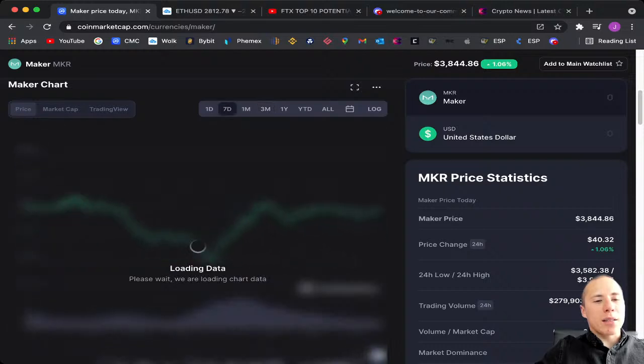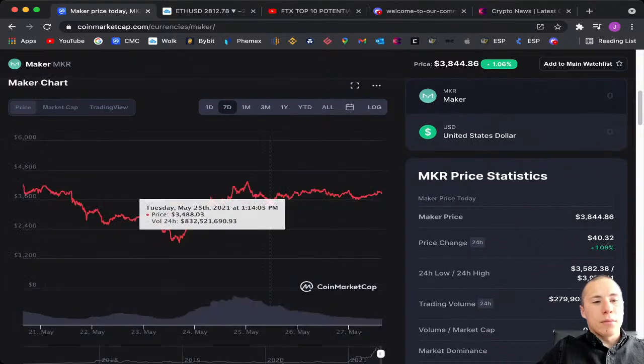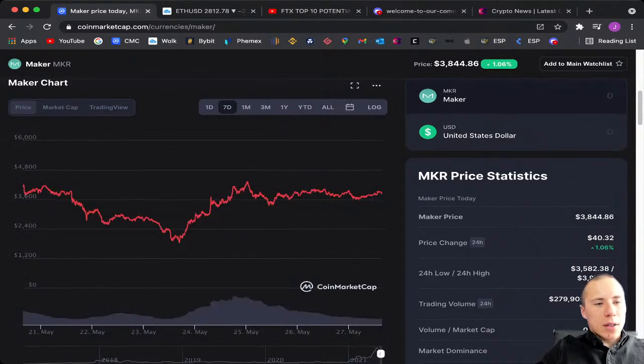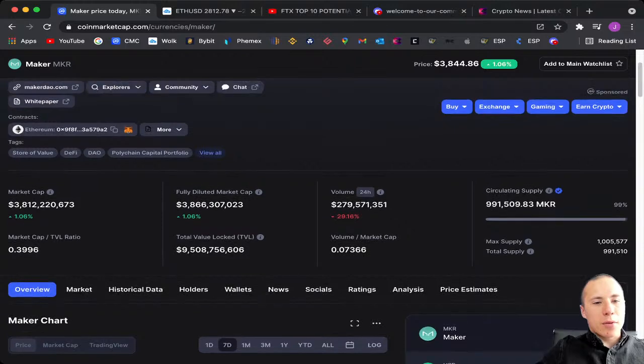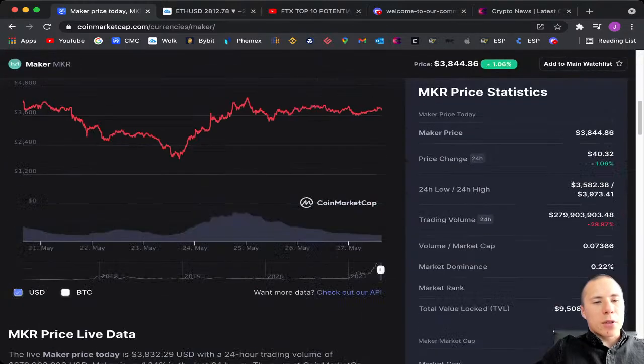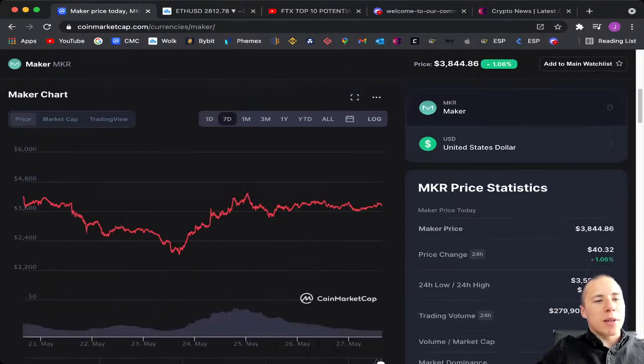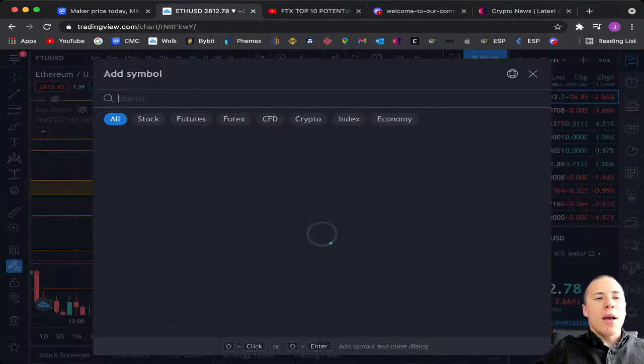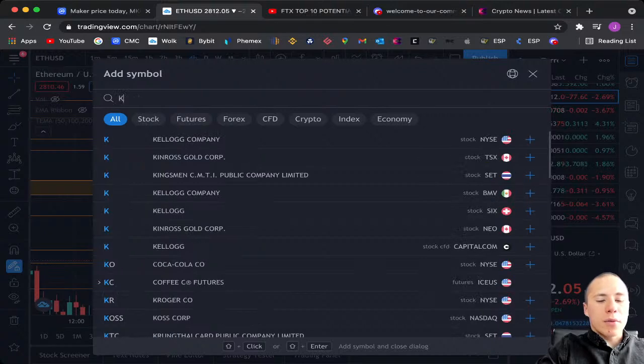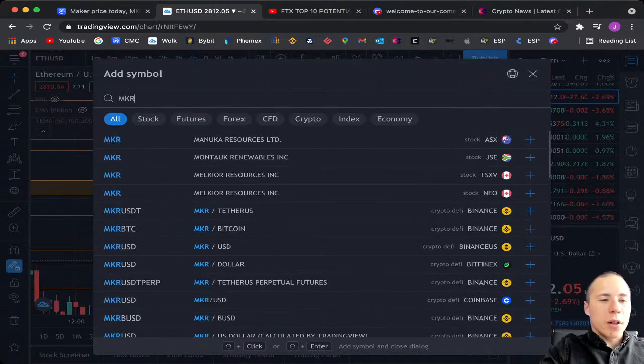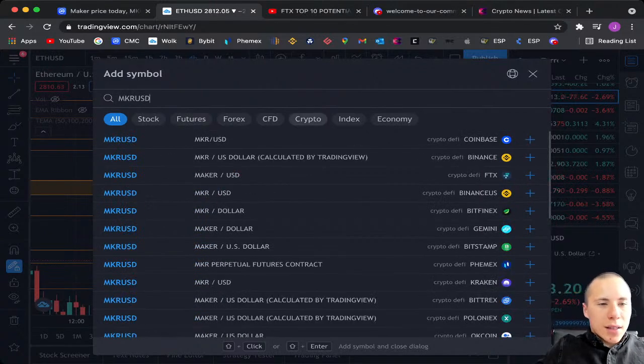If we look at the past 7 days, we are seeing that we are not able to make it. It was quite a few difficult days, especially because we were in a downtrend. So let's just take a look at Maker on TradingView. So let's take a look.